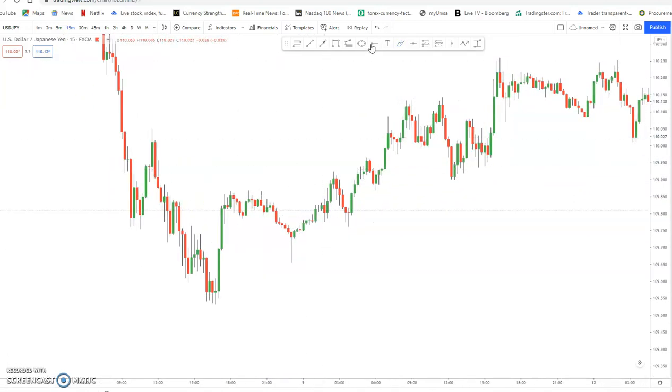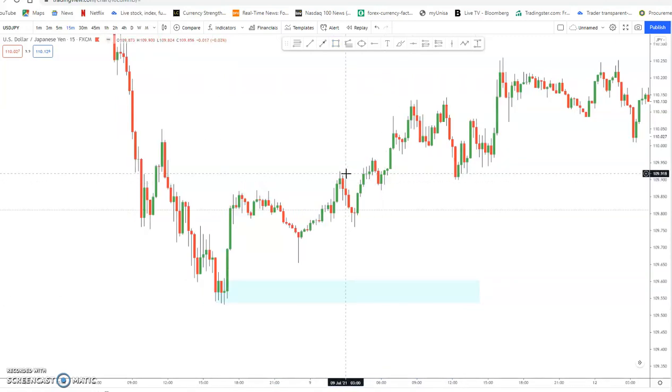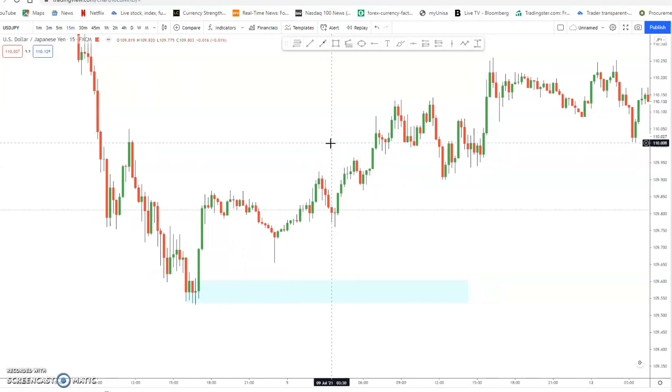Okay, so this should be your order block. Okay, the first bearish candle before the up move is your bullish order block. But now the way that imbalances work is that most often it only gets filled at 50%.